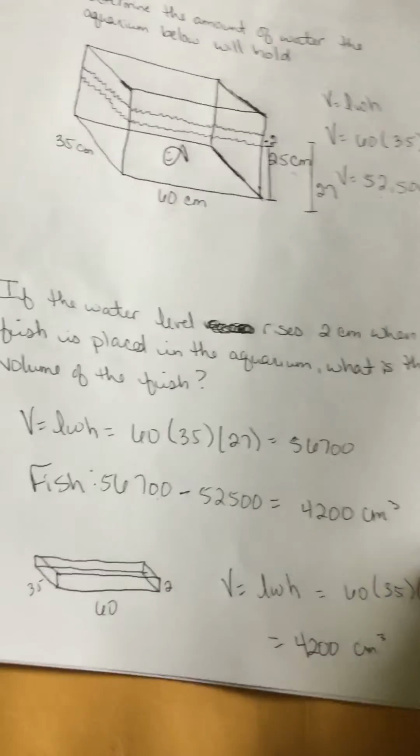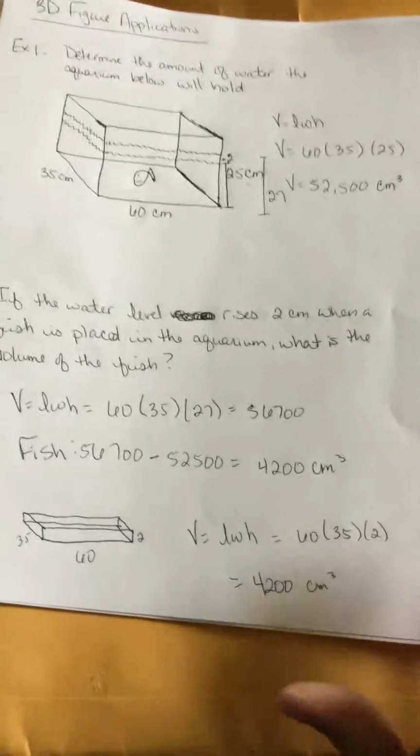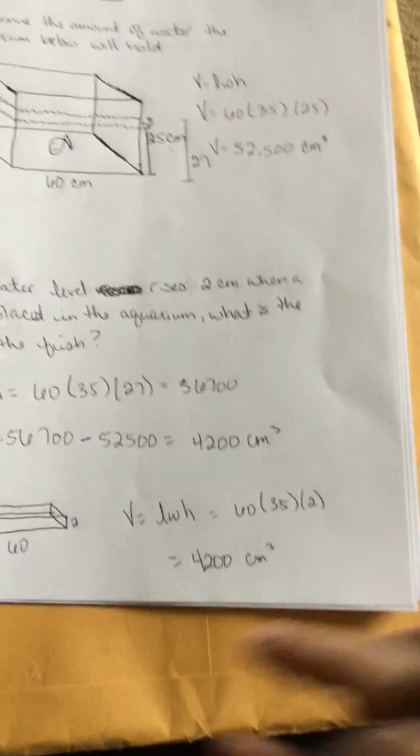So either way, you get 4,200 centimeters cubed for the volume of the fish. So there's a couple ways that you can actually do that one.